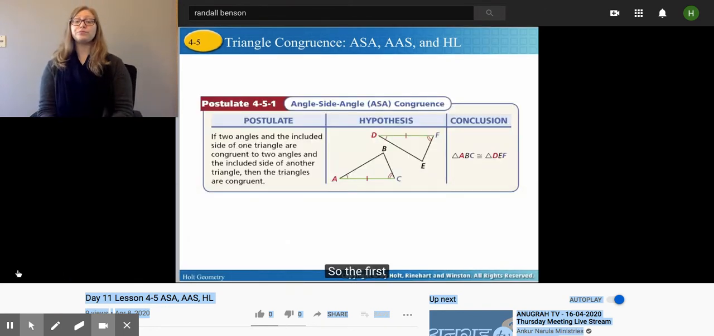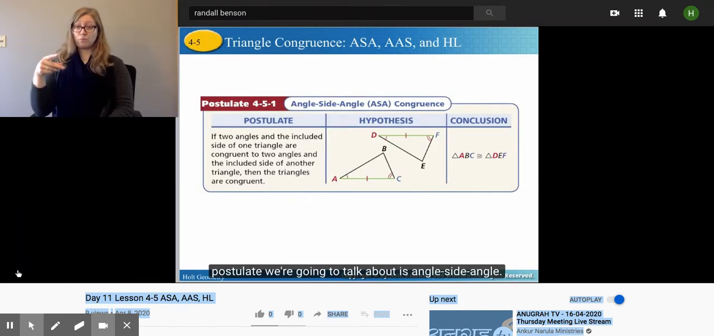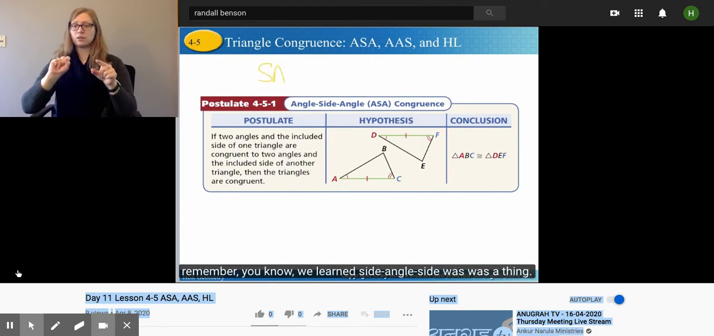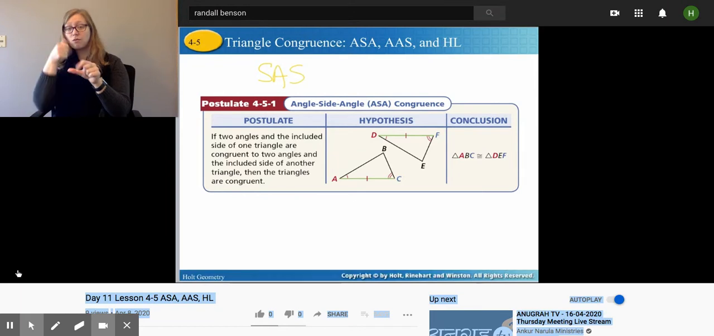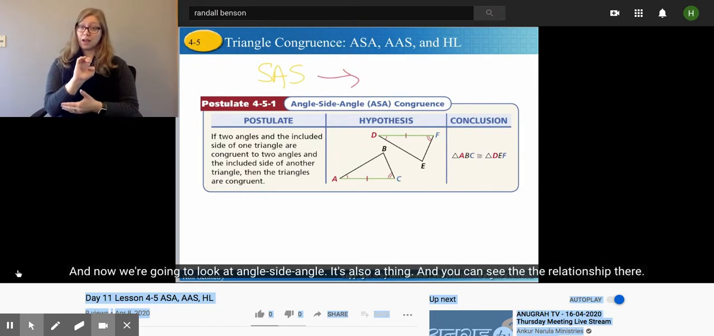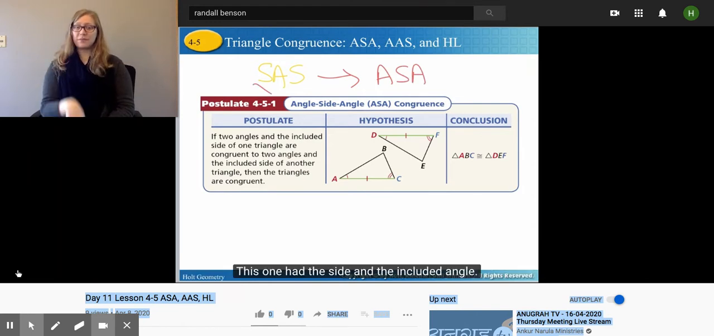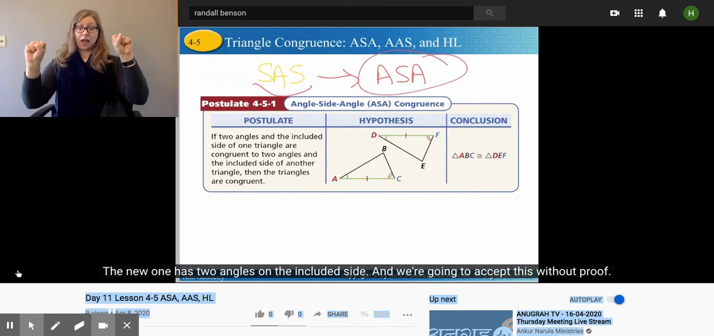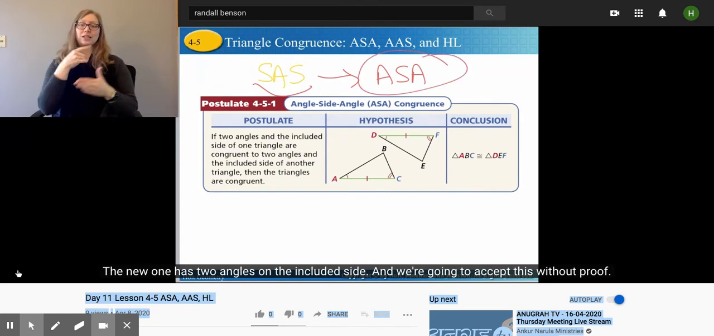So the first postulate we're going to talk about is angle, side, angle. And remember, we learned side, angle, side was a thing, and now we're going to look at angle, side, angle. It's also a thing, and you can see the relationship there. This one had the side and the included angle. The new one has two angles and the included side, and we're going to accept this without proof.